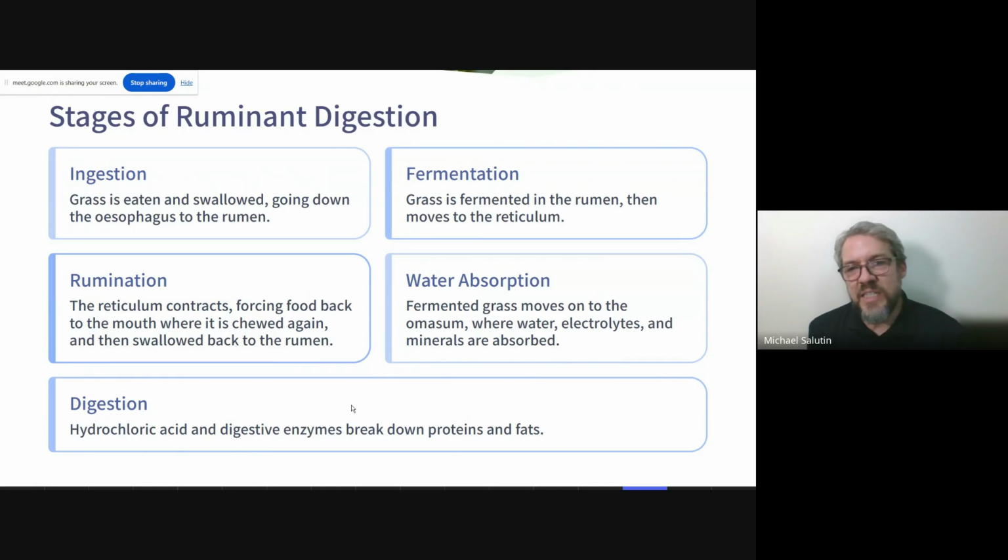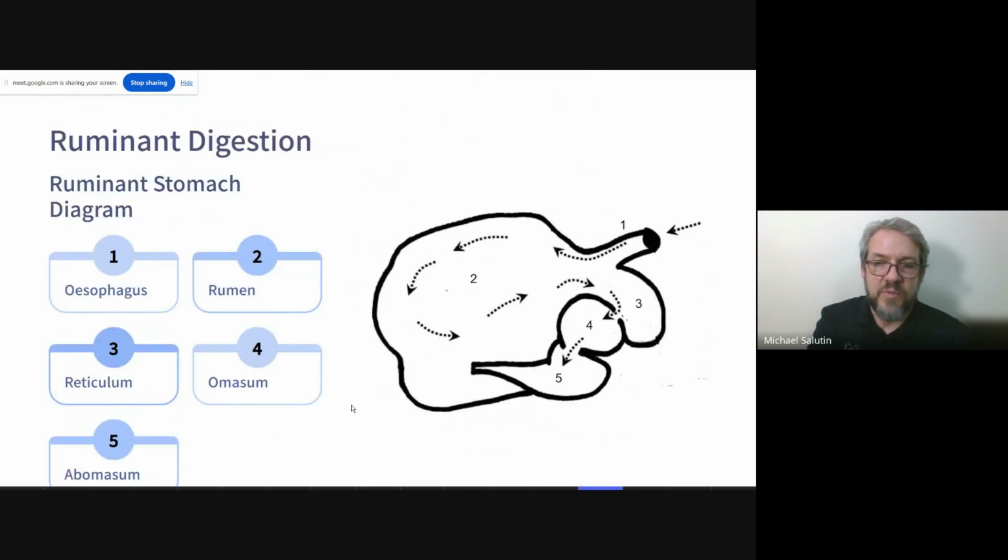So this is the next stage after ingestion, fermentation. So the grass is fermented in the rumen. It is broken down by bacteria and microbes that live in the rumen. And then it moves on to the next small chamber, the reticulum. So let's go have a look at that just to remind ourselves what that looks like.